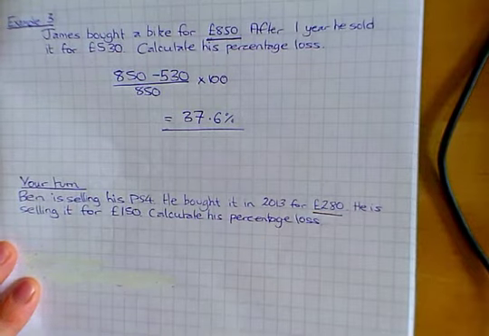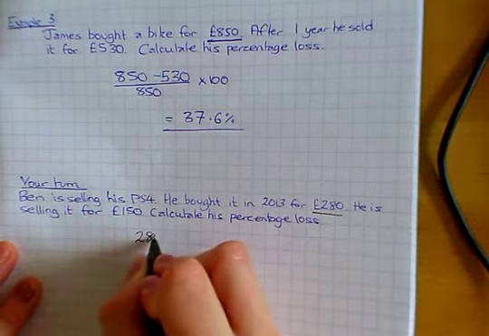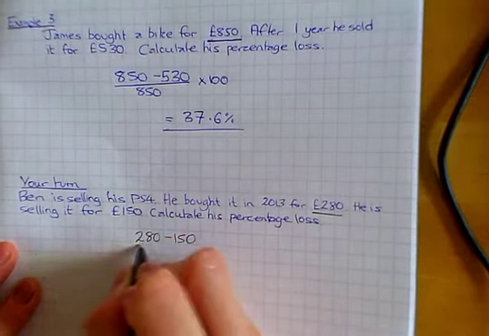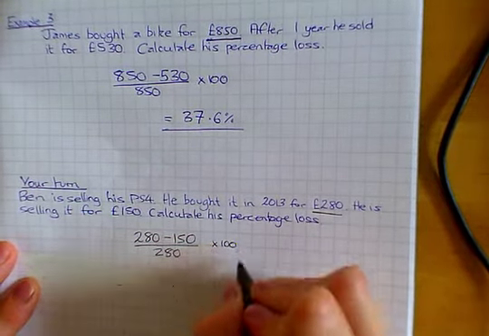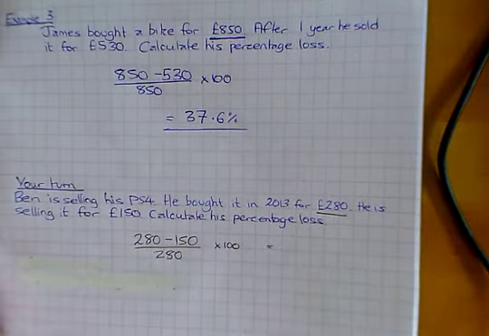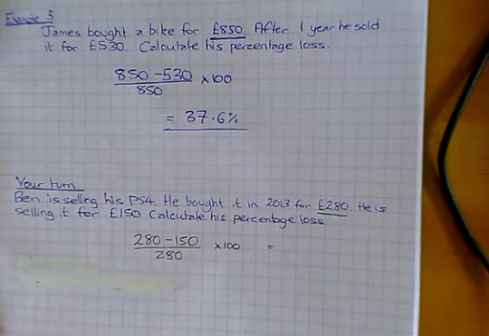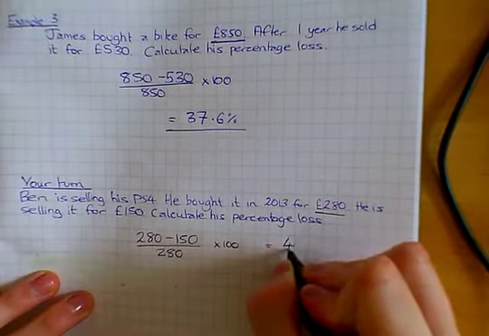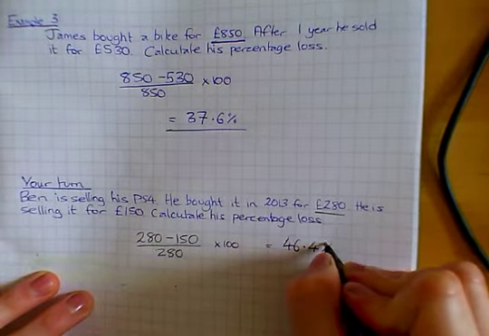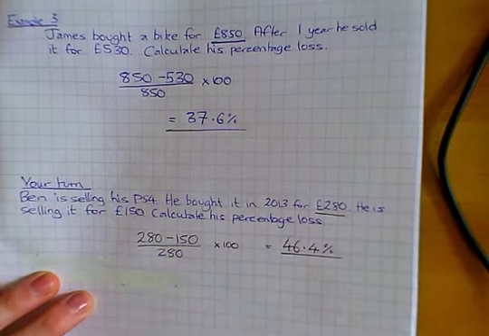So to calculate his percentage loss, we'll do 280, take away 150, divided by 280, all of that times by 100, and that would give you a final answer of 46.4% percentage loss.